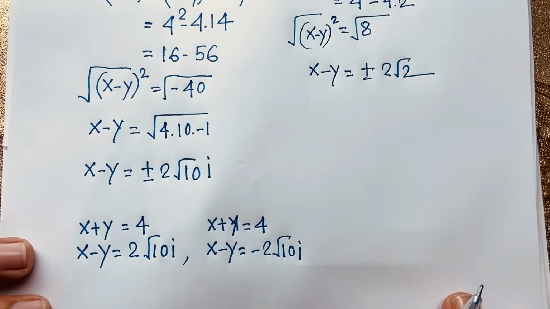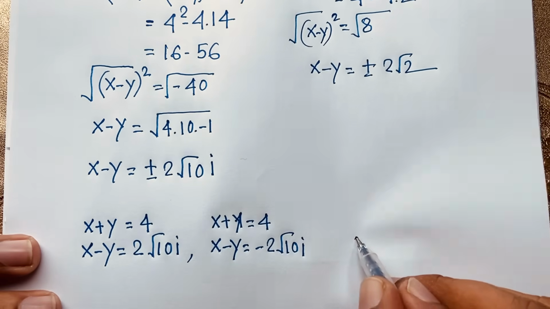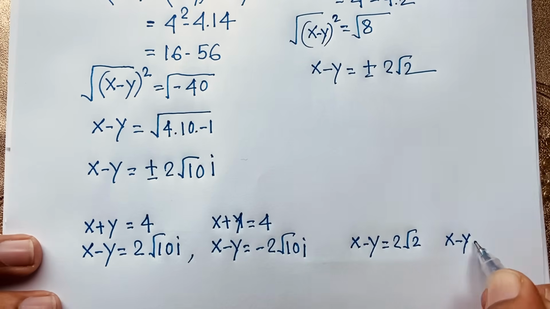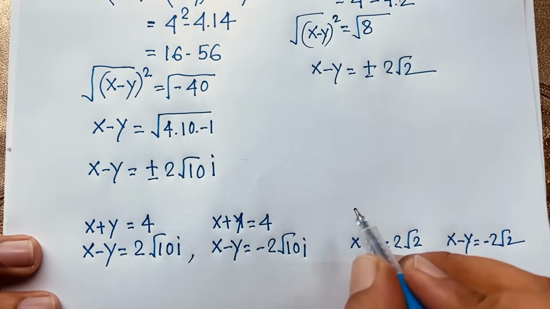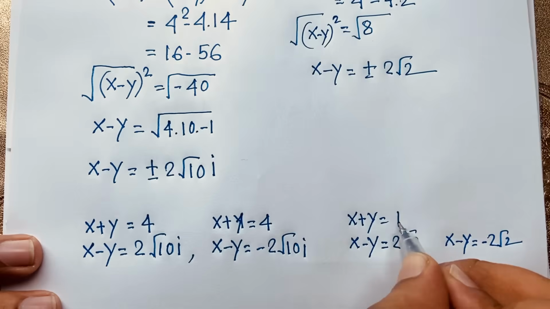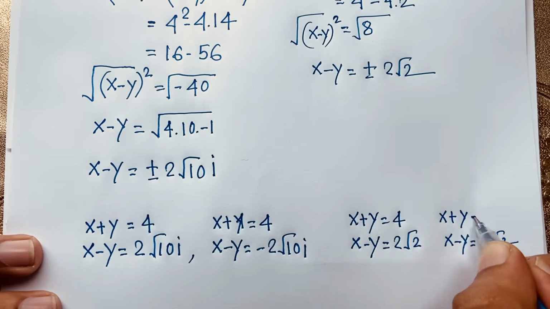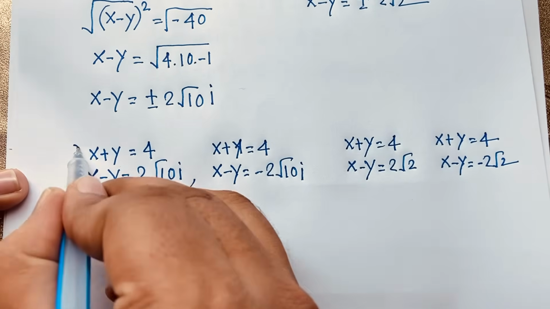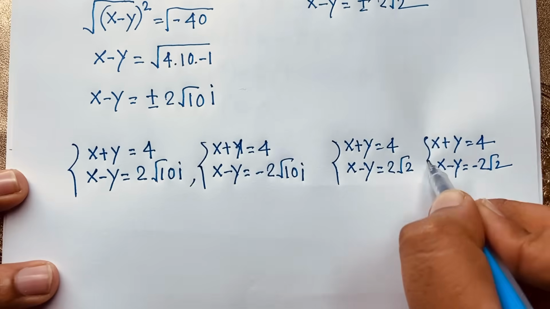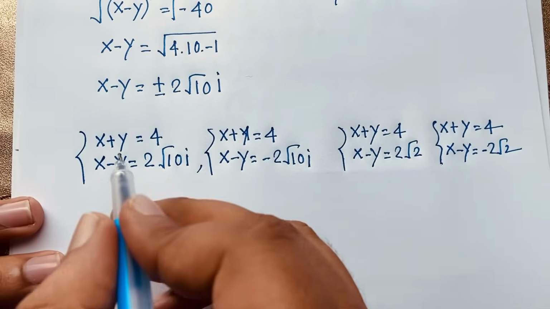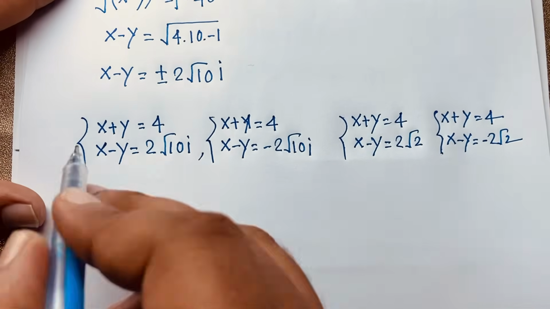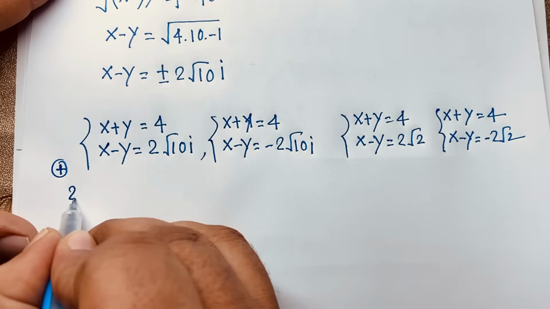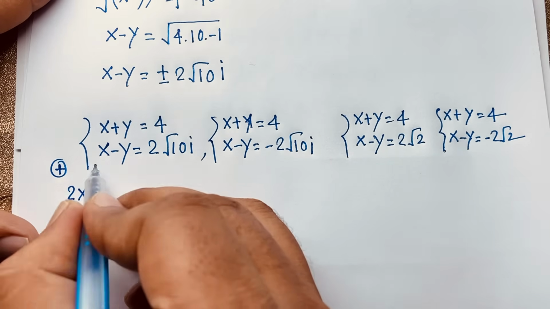So at this moment, you can see x minus y will be 2 root 2, and in the other case x minus y will be minus 2 root 2. But recall our first equation, x plus y is equal to 4. Now at this moment, we will find the value of x and y here. Here x and y is equal to what? So okay, let's start. First of all, I can say easily if I add both equations, x plus x will be twice x. I add both equations first of all, so x plus x will be twice x.